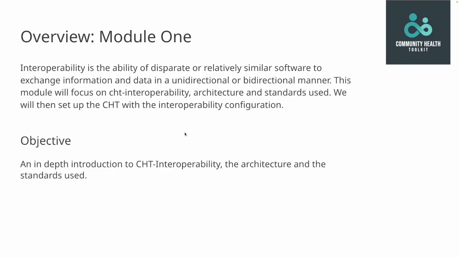So we'll start with an overview of the first module, and the objective here is just to have an in-depth introduction to this course, the architecture and the standards that we used. So we can start by defining interoperability, which is the ability to exchange information and data in a unidirectional or bidirectional manner between systems that could be disparate or they are relatively similar. This module basically focus on interoperability, the architecture and the standards that we used. We will then set up a CHT instance that has the interoperability configuration that we've built.